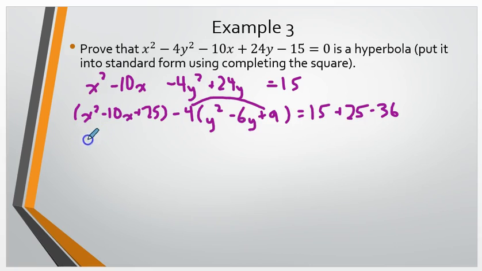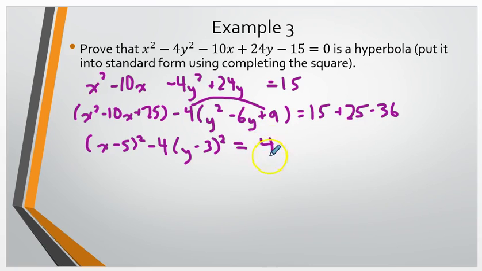Now I can factor this down nicely. The two numbers that multiply to 25 and add up to negative 10 would be negative 5 and negative 5. Or just remember my shortcut: it's always the variable and half the middle number after you complete the square. And then for the y term, same thing. My variable is y, and half of the middle number was negative 3. If I combine the like terms over here, 15 plus 25 is 40, and 40 minus 36 is 4.